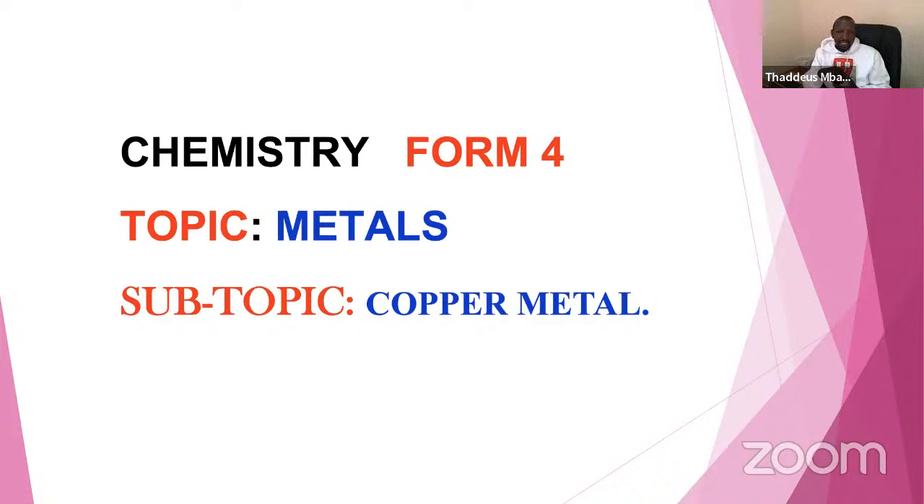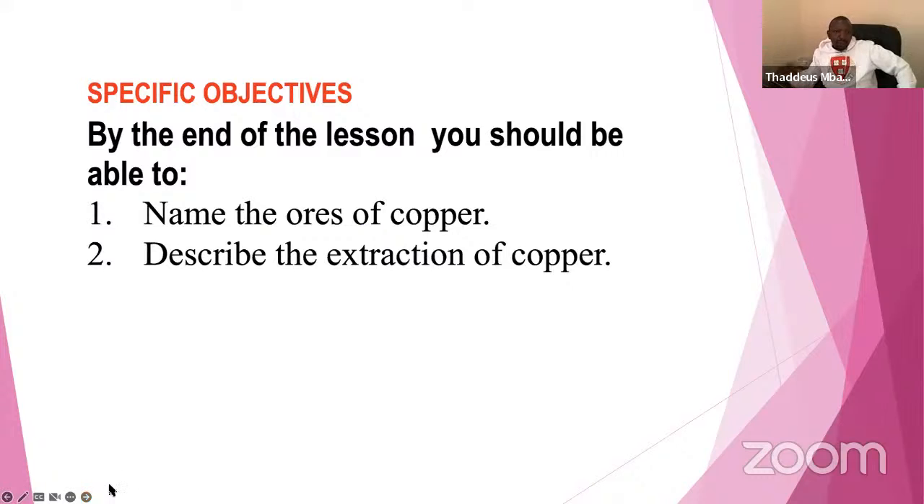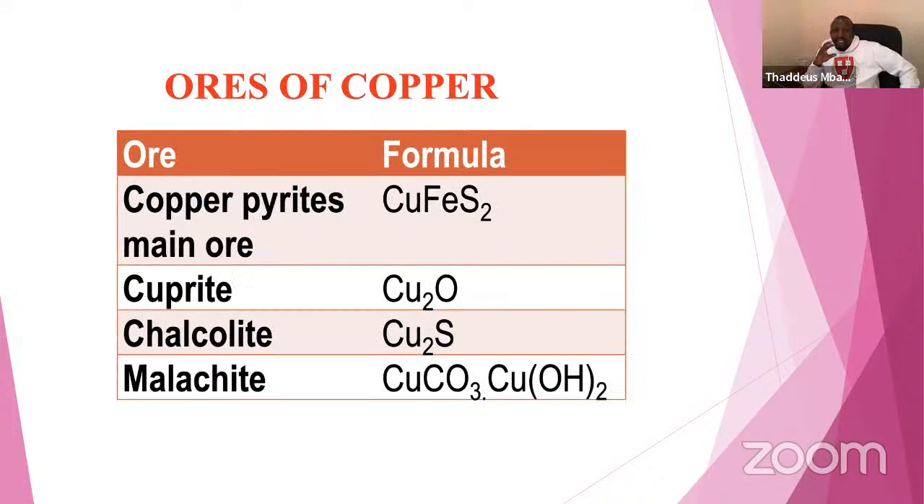So we're looking at the extraction of copper metal, and we look at the specific objectives. By the end of the lesson, you should be able to name the ores of copper, describe the extraction of copper, the purification of copper, and the uses of copper. You remember those things that I told you when you're extracting a metal, those are the things that you need to look at.